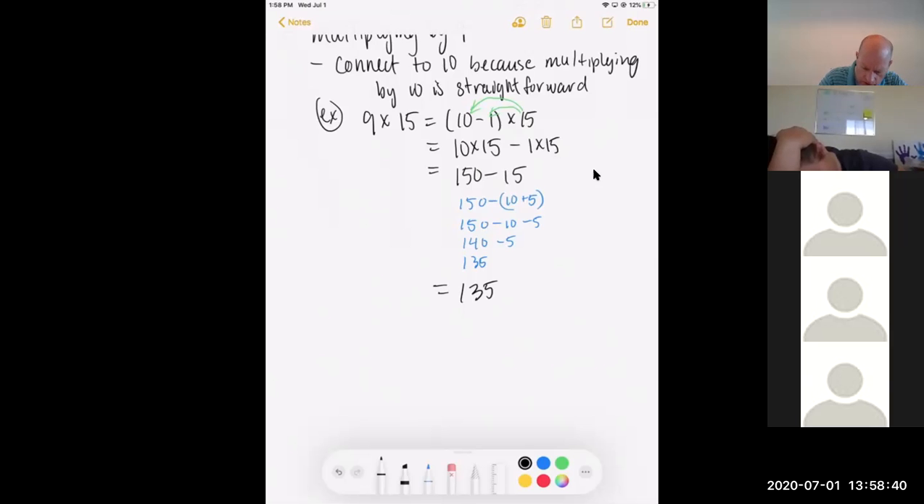Okay, let's have you try this one. Somebody else besides Tracy, show us their answer. 9 times 23. Okay, we want to find out what 9 times 23 is using mental math.